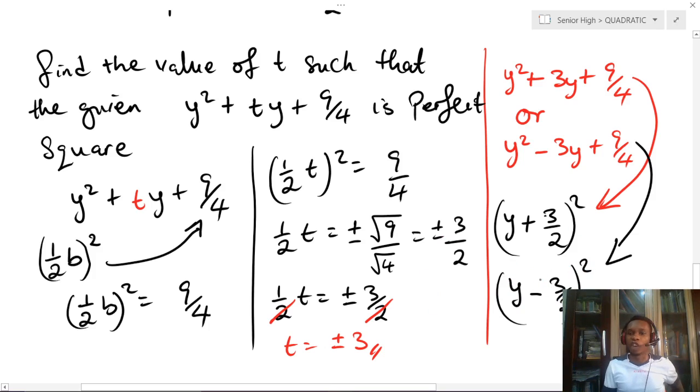So it depends on the options they give to you. If the option they give to you is a minus 3, then please your answer will be minus 3 for your t. But if the option they give to you is a plus 3, then your answer will be plus 3 for your t. Everything just matters on what options you are given. In this particular one, it is not an objective question, so I just give it as plus or minus 3. So my answer is correct.